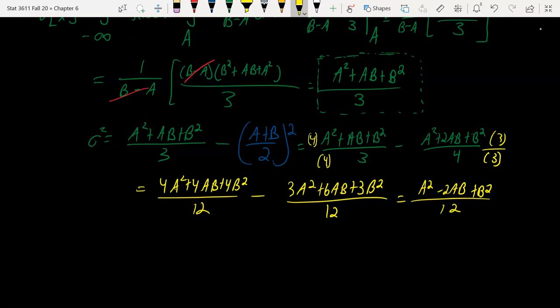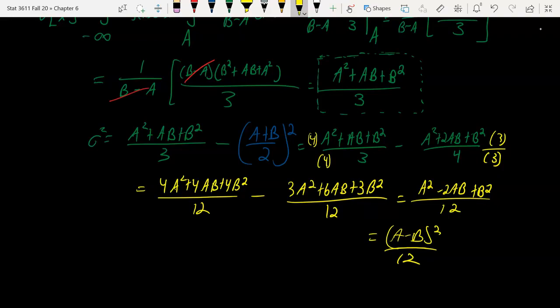And actually, you might recognize that numerator, a squared minus 2ab plus b squared. What do we have here? This is a minus b squared over 12, right? Yeah, a squared minus 2ab plus b squared over 12. There we go. Looks good.